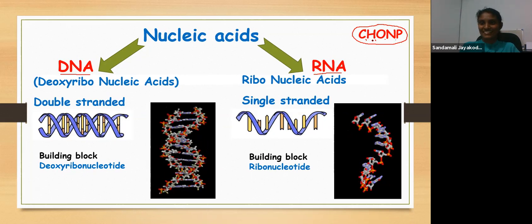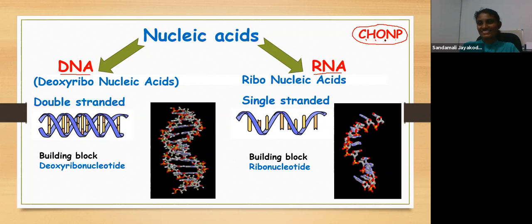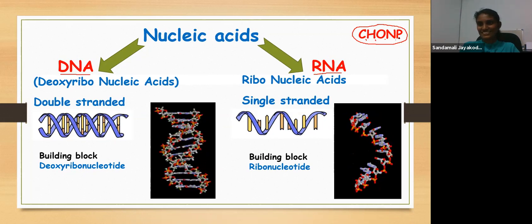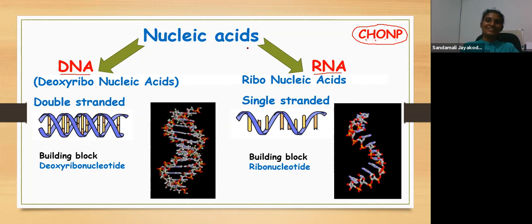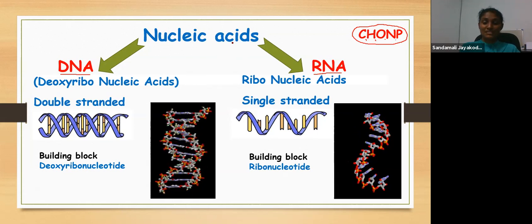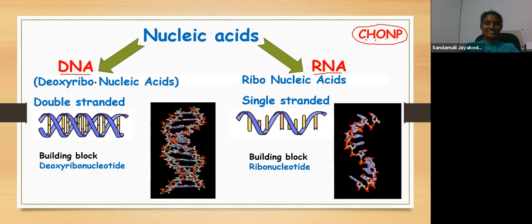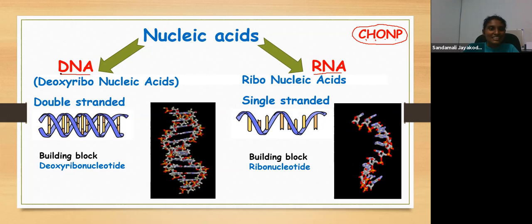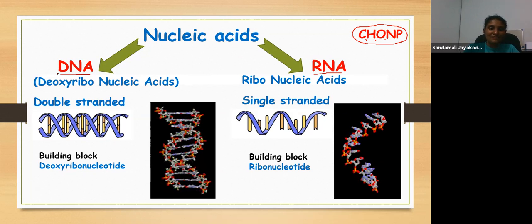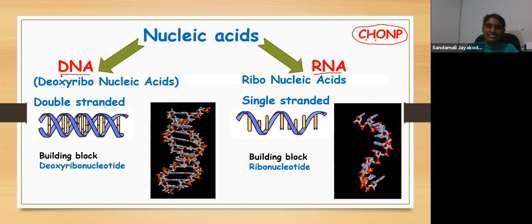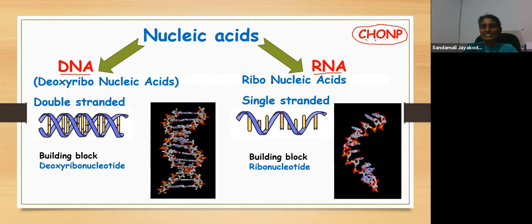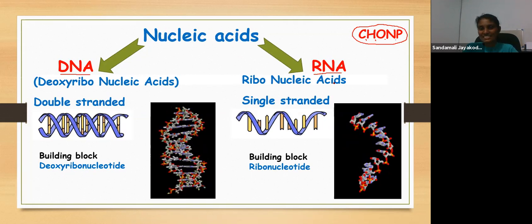Carbon, hydrogen, oxygen, nitrogen, phosphorus. Good, phosphorus. Then those are the elements present in nucleic acids. Then DNA, it is one type. It is named as deoxyribonucleic acids, and RNA is ribonucleic acids.